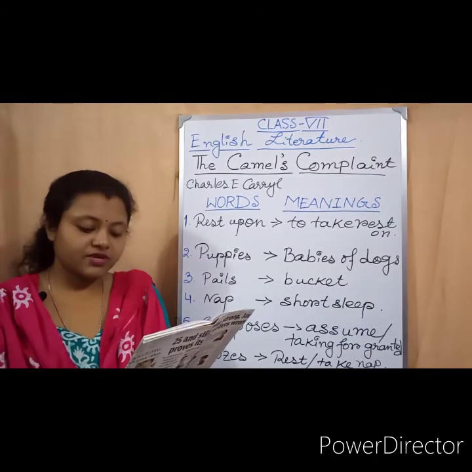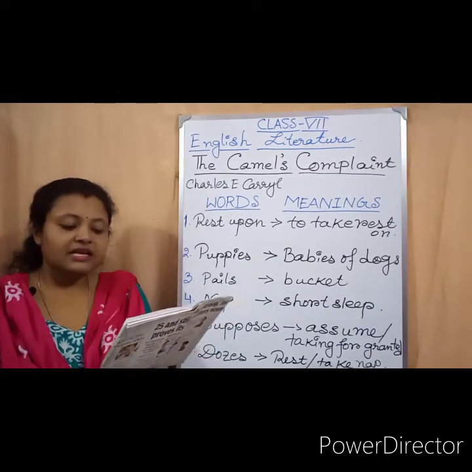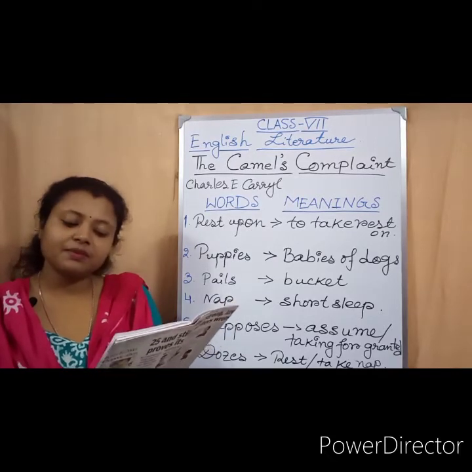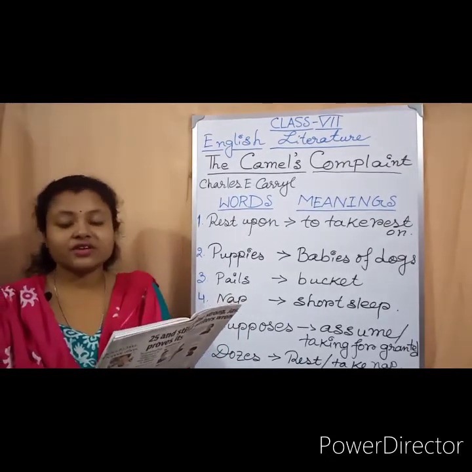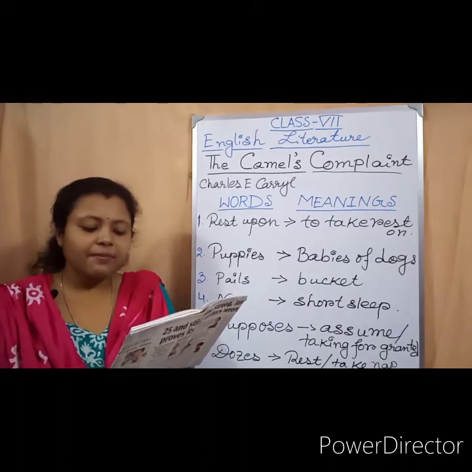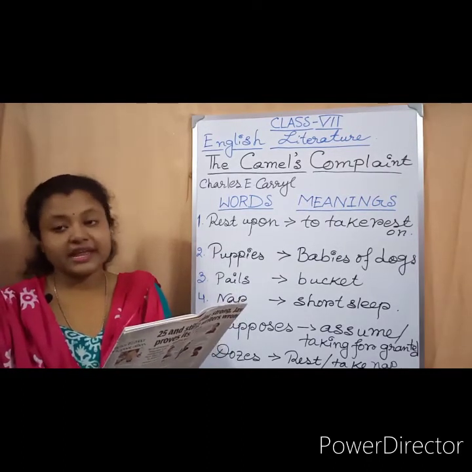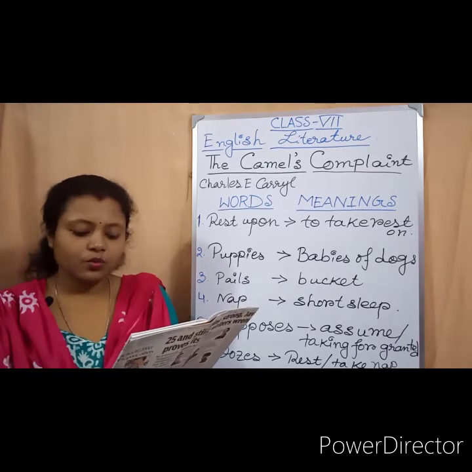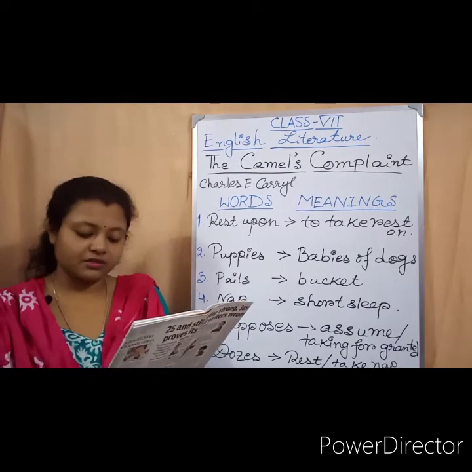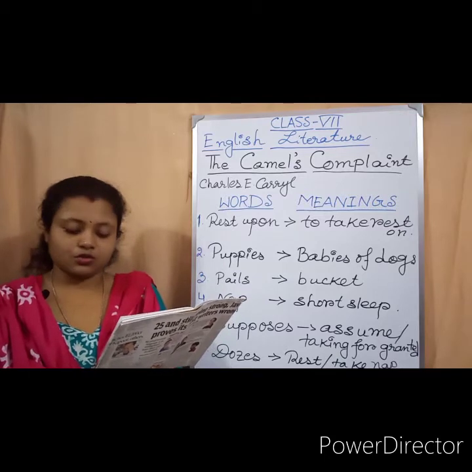So let's read the second stanza. Cats can sleep in a chair. Chickens can rest upon rails. Puppies are able to sleep in a stable, and oysters can nap in pails. But no one supposes a poor camel dozes. Any place is okay for me.